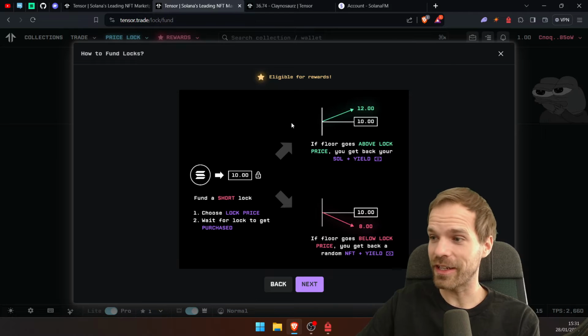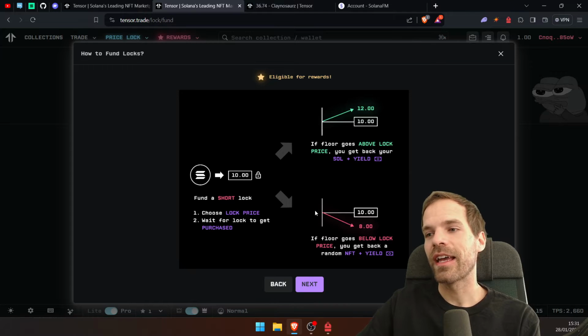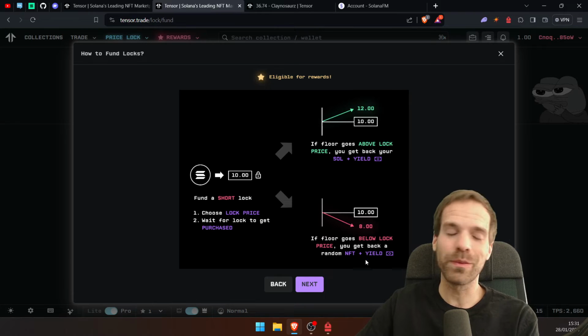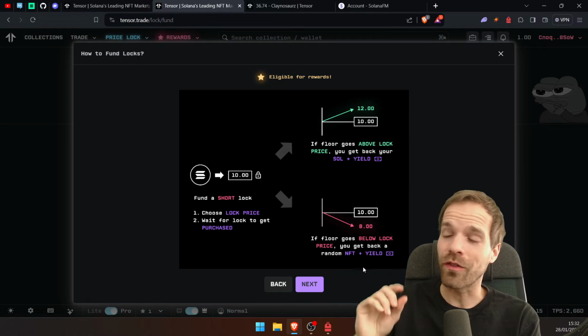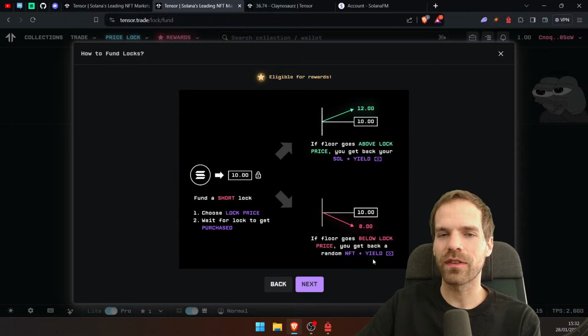And then after 7 days, if the floor goes above, as we said, if we fund a short, we are going long. So if it goes long, then we get back our Sol and the yield. However, if price goes down, we get a random NFT. So somebody might have floored that and we still get the yield. So still getting the yield. I mean, the yield is what we're doing this for. That's why some people choose to pay higher prices than the bids.